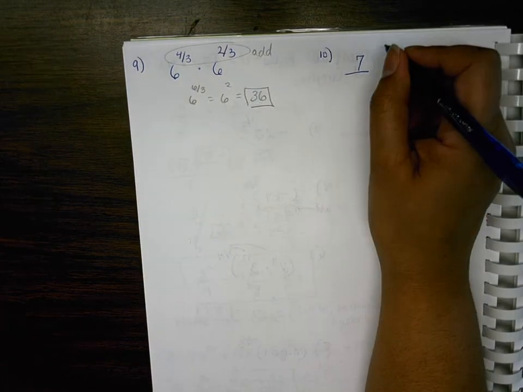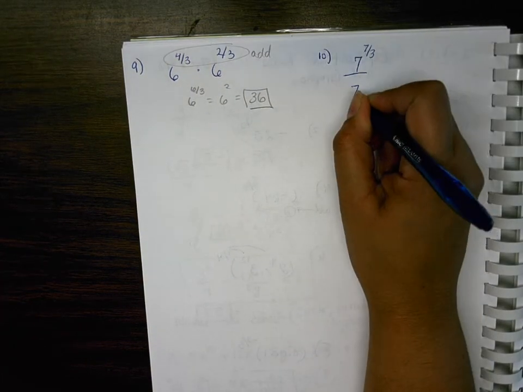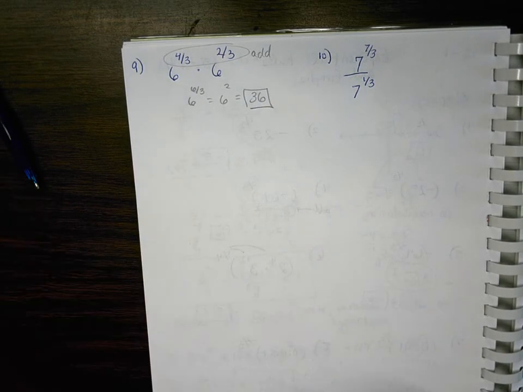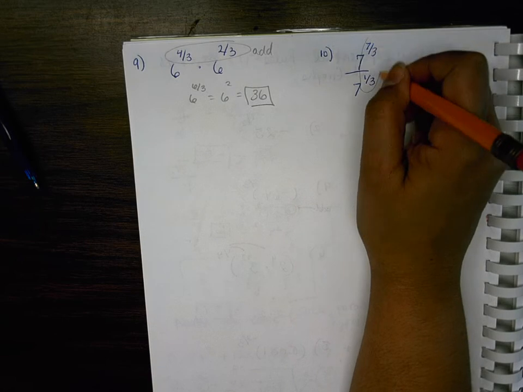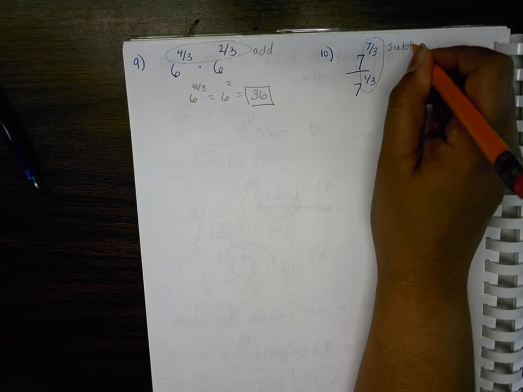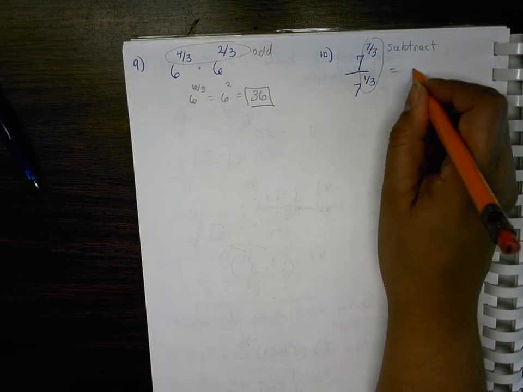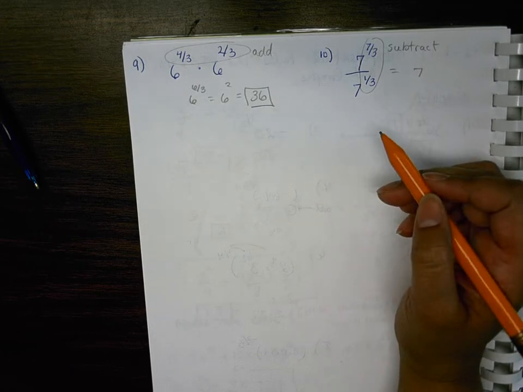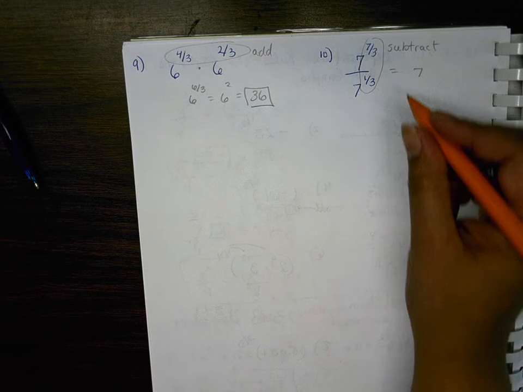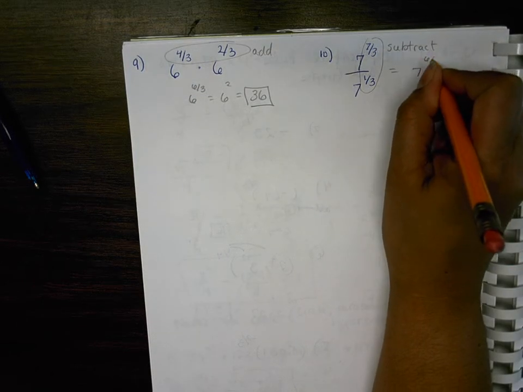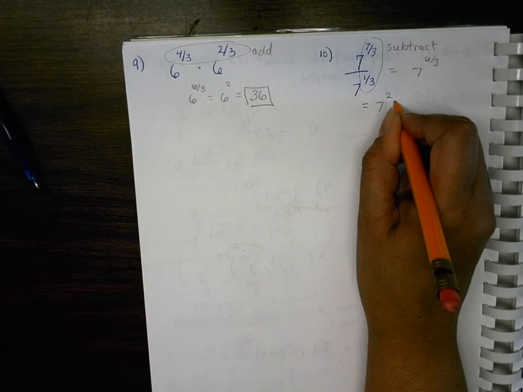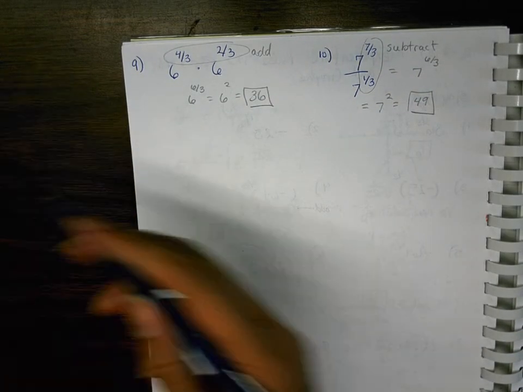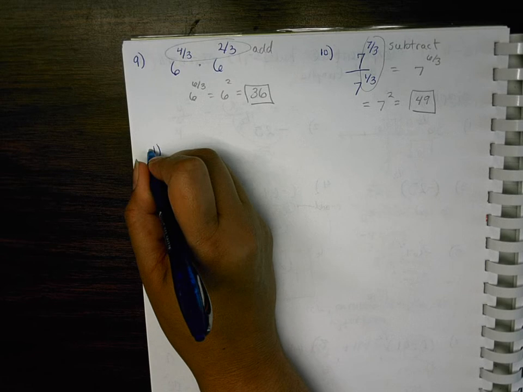All right, 7 to the 7/3 over 7 to the 1/3. Do we still add? Subtract. And the bases stay the same, so 7. If they're not common denominators, you will have an extra step, but right now they're common. What's 7/3 take away 1/3? And so it's 7 to what power? Which is 49. All right. Now, what if you see it like number 11?